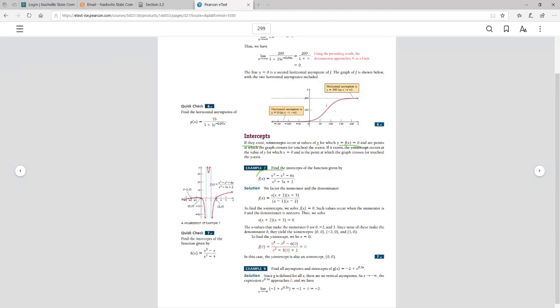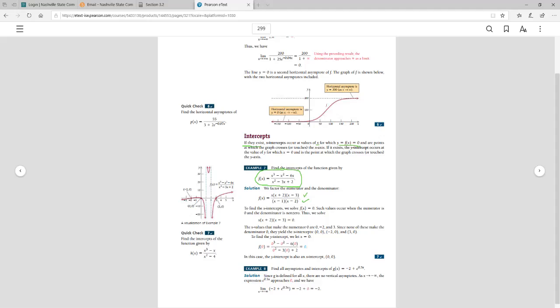Let's take a look at example 7. We have here a cubic in the numerator, and we have a quadratic in the denominator. If first we take an x out of the numerator and then we factor, we end up with x times the quantity x plus 2 times the quantity x minus 3. And in the denominator, if we factor that quadratic, we end up with x minus 1 times x minus 2.